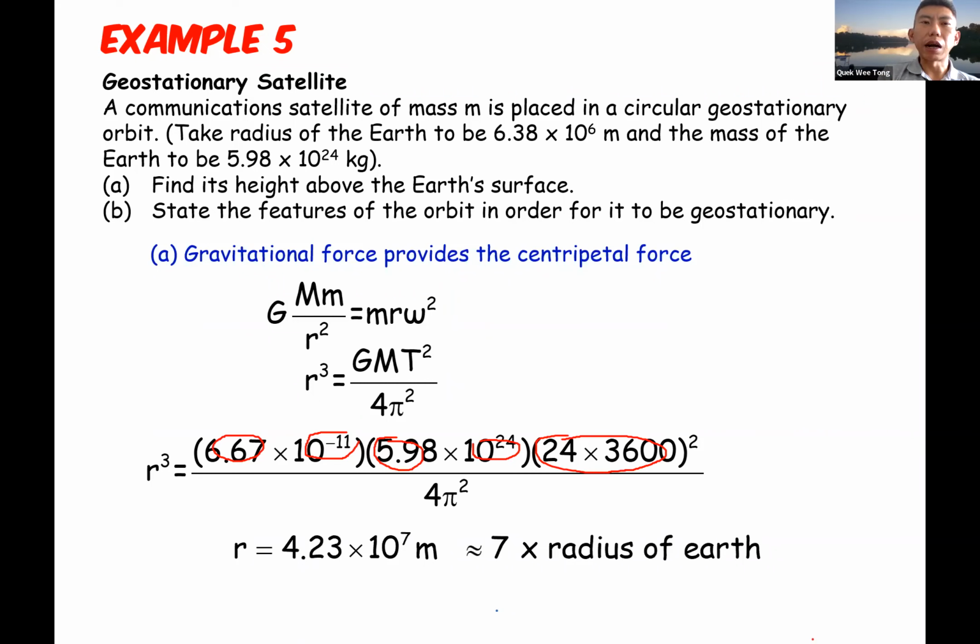But back to this. We reckon that the R ends up being 7 times the radius of Earth. How do you know it's 7 times? Because Earth's radius is 6.4 times 10 to the power of 6. So if you times 7, it's 42. Or 6 times 7 is 42. So that is 7 times the radius of Earth.